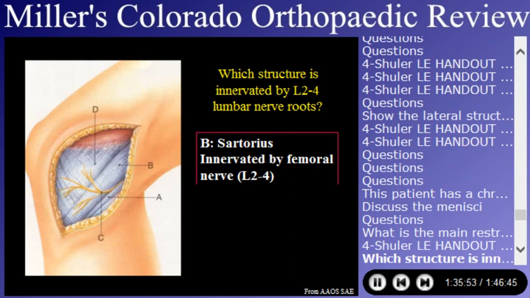Who's got this one? Sartorius. Well, then the question is why not A? That's a gracilis, right? One of the things that I actually had to look up, prior to this, is that gracilis is actually innervated by the femoral nerve, but L2 to L3. It doesn't have L4. Just a nitpicking question.